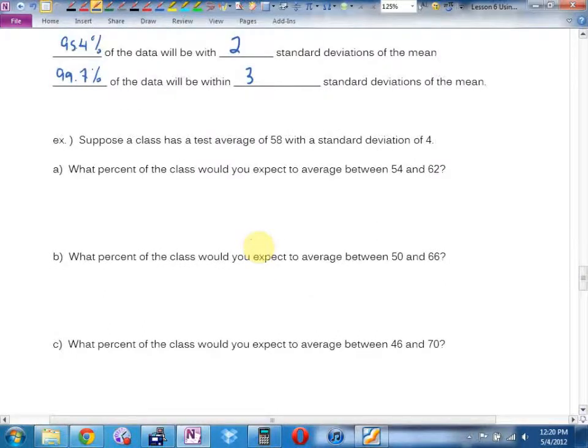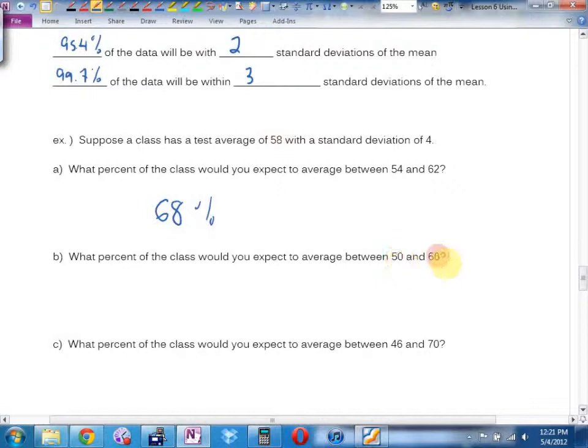So, something like this. Suppose a class has a test average of 58 with a standard deviation of exactly 4. I've made up some nice numbers. What percent of the population would you expect to average between 54 and 62? Look, before even going to my calculator, isn't this exactly 1 standard deviation below 58, if the standard deviation is 4? And isn't it exactly 1 standard deviation above? Yeah? I'd expect about 68% of my class to be in there. You could do it, by the way, with lower, upper, standard deviation, mean, and find it, but it just happens to be within 1 SD either side.